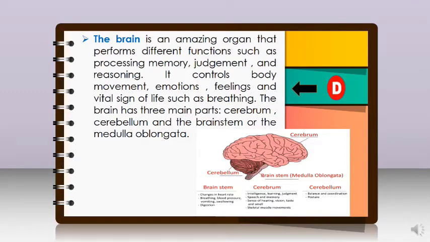Okay, we have the brain. It is an amazing organ that performs different functions such as processing memory, judgment, and reasoning. It controls body movements, emotions, feelings, and vital signs of life such as breathing. The brain has three main parts. We have the cerebrum, the cerebellum, and the brainstem, or the medulla oblongata. So those are the different parts of the brain.